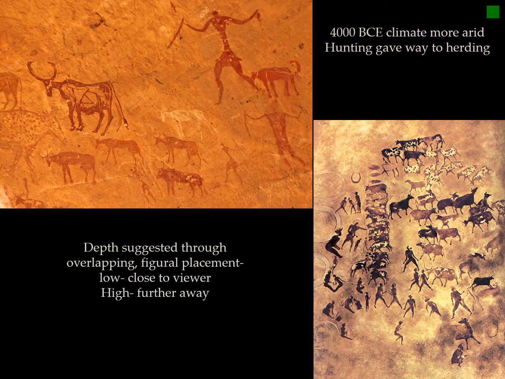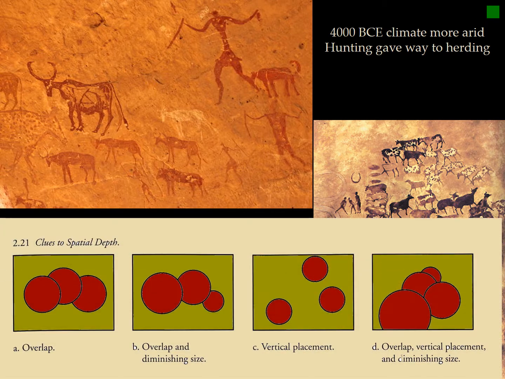Depth is going to be shown through overlapping, along with figural placement, whereas figures and objects that are lower in the picture plane are understood to be closer to the viewer, while those that are higher are further away. This is a standard way to suggest depth on a two-dimensional surface throughout the history of art. Overlapping, along with the diminution of scale and vertical placement, are all critical to understanding large figures and scenes brought together and how they relate to the viewer.